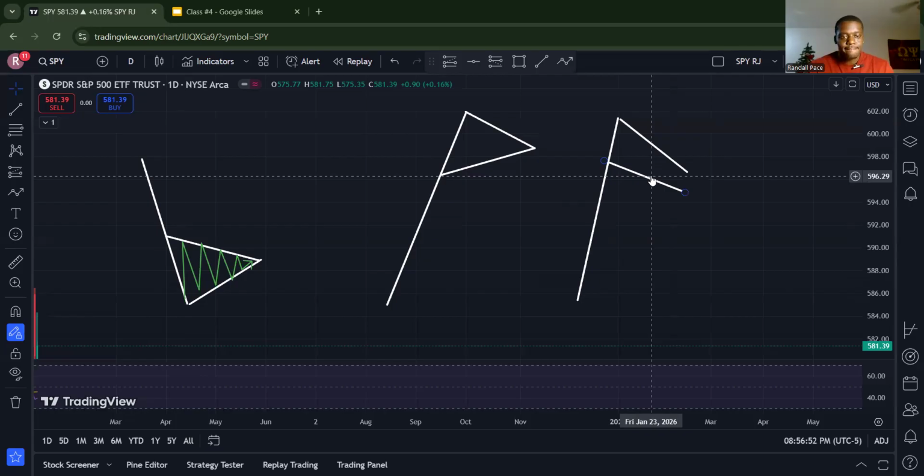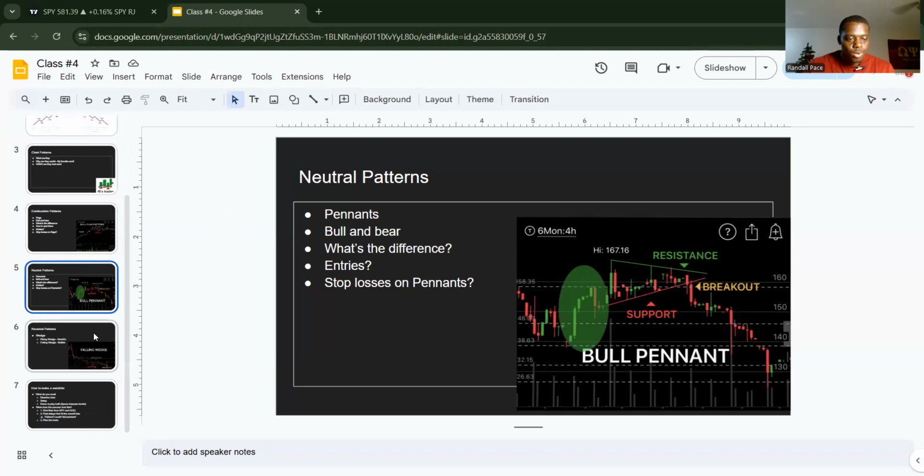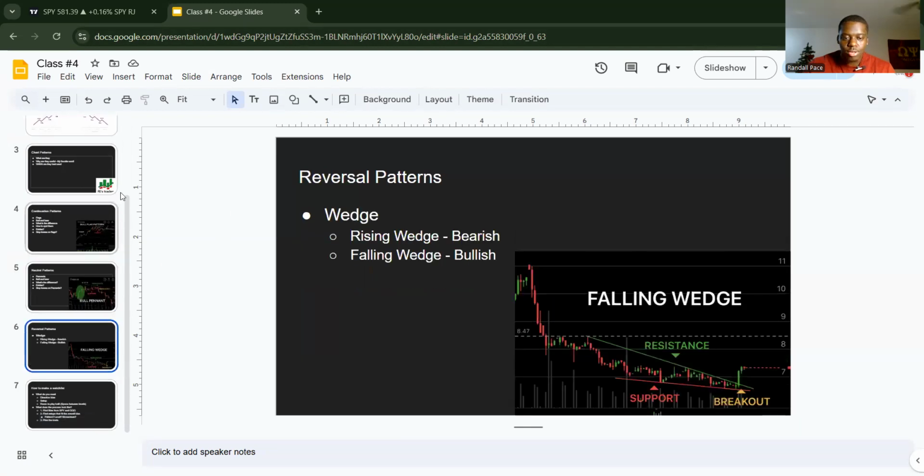All right. Let's see. I think I got another type of pattern on here, though. I might have the wedge. Yep. I do have the wedge. Okay. So the reversal pattern is, and this is the last thing we're going to talk about, we ain't going to be able to get to the watch list today, but we have a reversal pattern called a wedge pattern. Now, the wedge looks very similar to the flag, right?